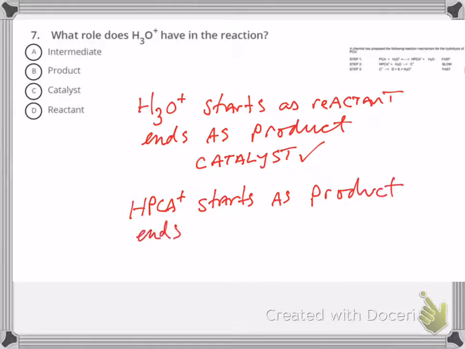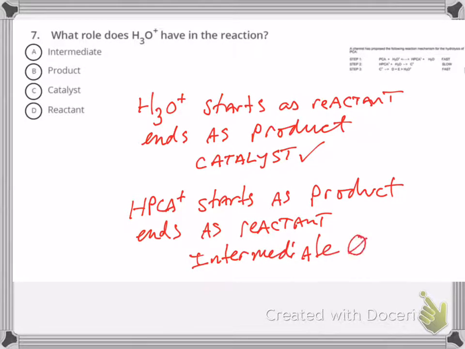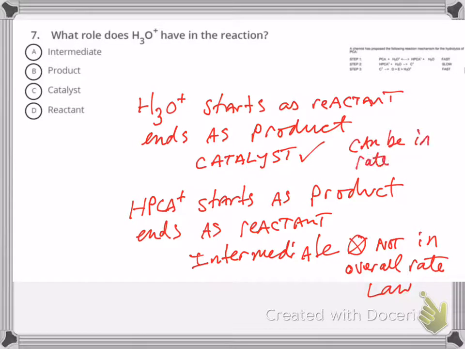product in step 1, ends as a reactant in step 2. That's characteristic of an intermediate. That cannot be in the rate law. So a catalyst can and an intermediate cannot. So we would put not in the overall rate law for the intermediate, and the catalyst can be in the rate law. Okay.